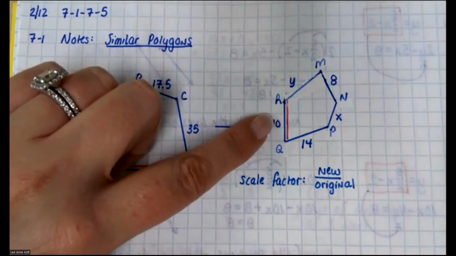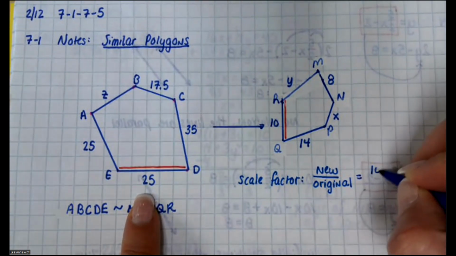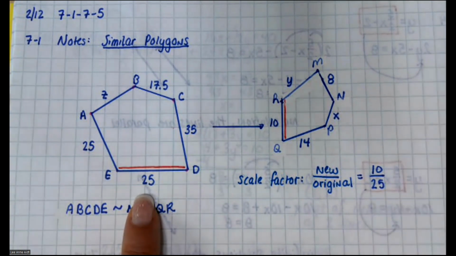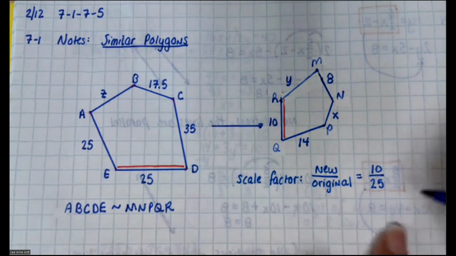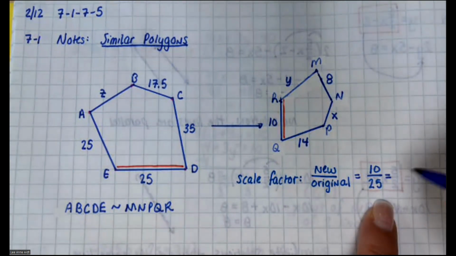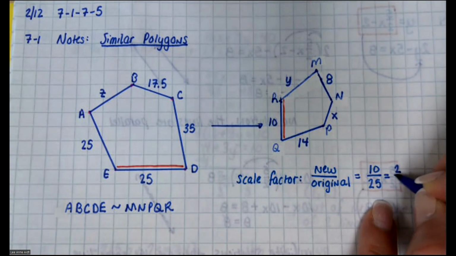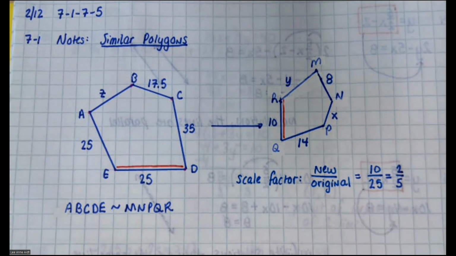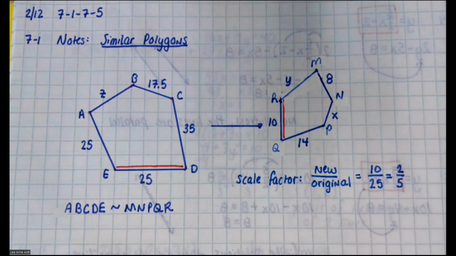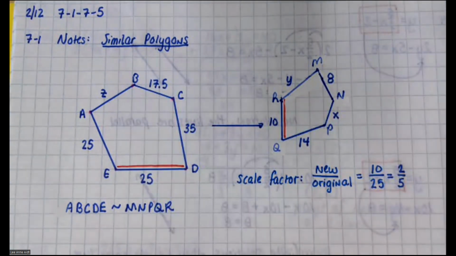Okay, so this one is 10 and this one's 25. So you write 10 is the new and 25 is the original. I could have also done 14 over 35, by the way. And then you reduce. So what does 10 over 25 reduce to? 2/5. Yeah. So divide by 5, divide by 5. Okay, so the scale factor is 2/5. That means that this little guy is 2/5 the size of the big guy.